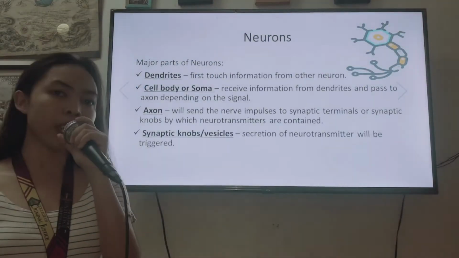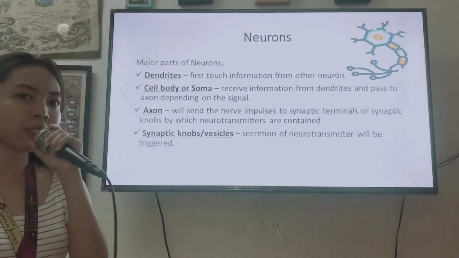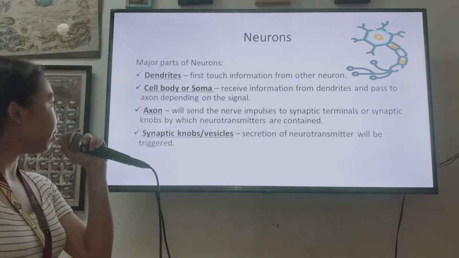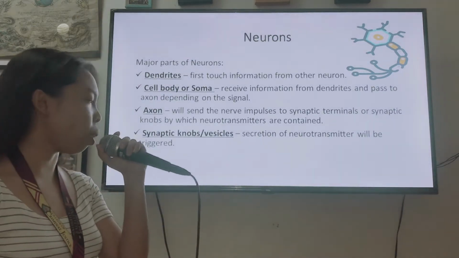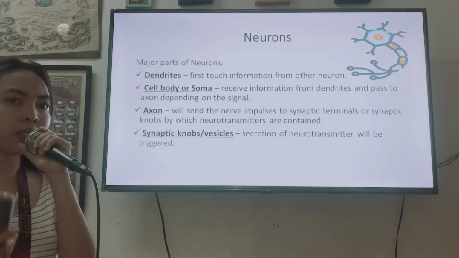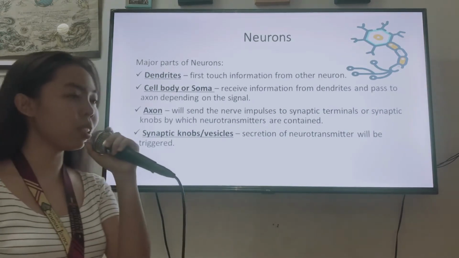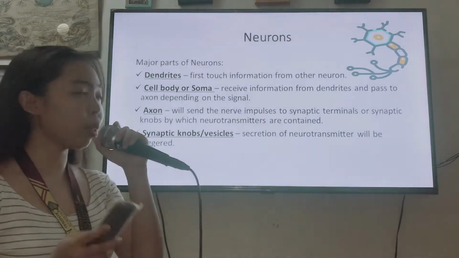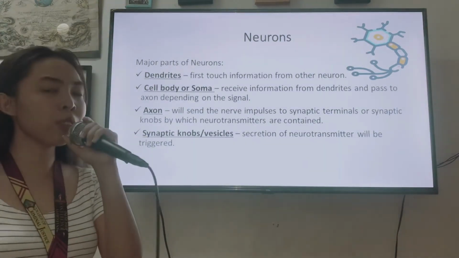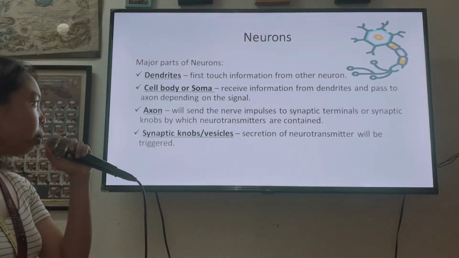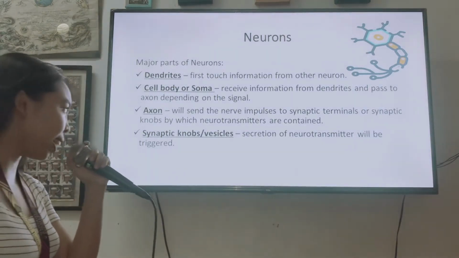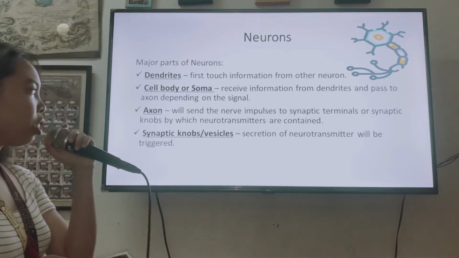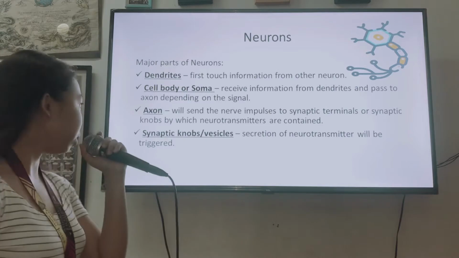So we have the major parts of neurons. First is the dendrites. It is the first touch of information from the other neuron. Next is the cell body or soma. It receives information from the dendrites and passes it to the axon depending on the signal. This axon will send the nerve impulses to the synaptic terminals or synaptic knobs, in which neurotransmitters are contained. And lastly is the synaptic knobs or vesicles. Secretion of neurotransmitter will be triggered.